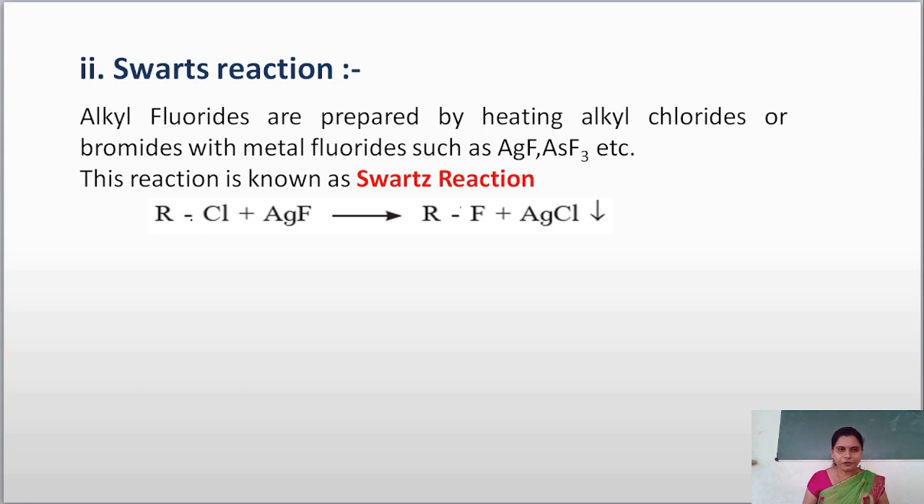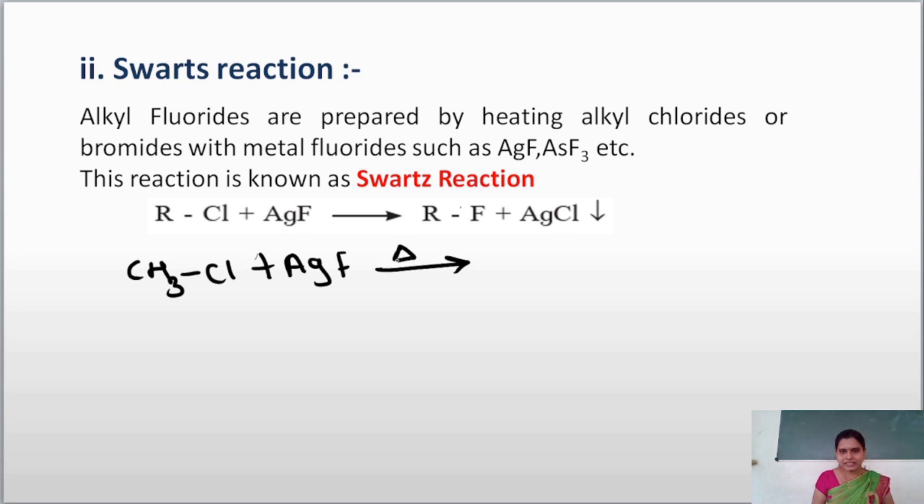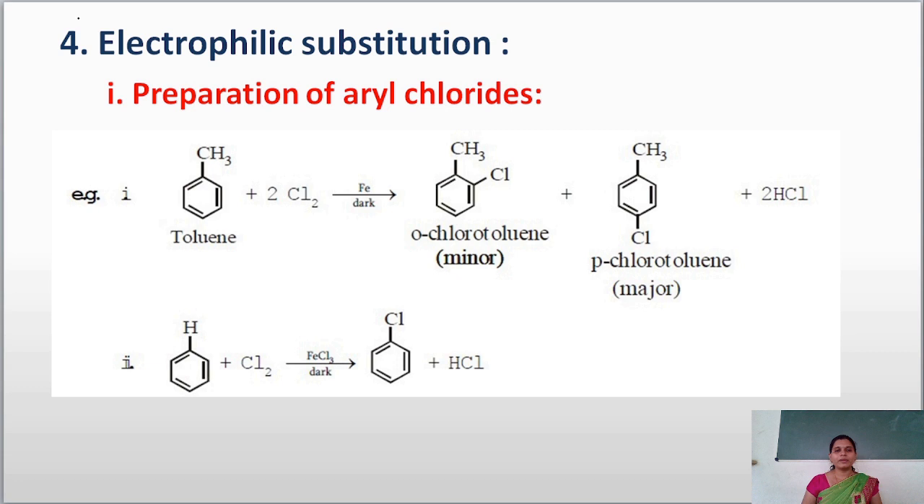So here we take chlorine. In place of chlorine we can take bromine also. So this is the general reaction. We take some examples. CH3Cl reacts with AgF. We heat this reaction mixture and we will get CH3F and AgCl as a precipitate.